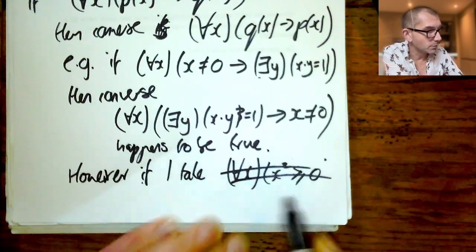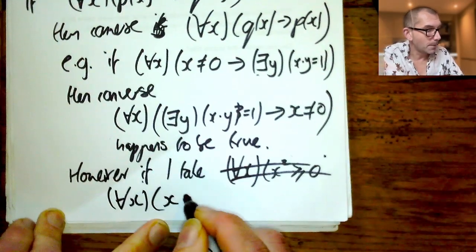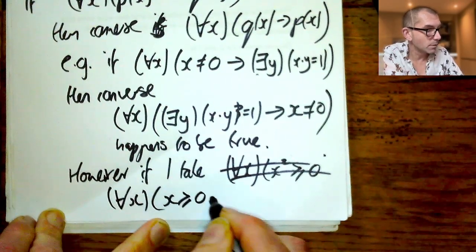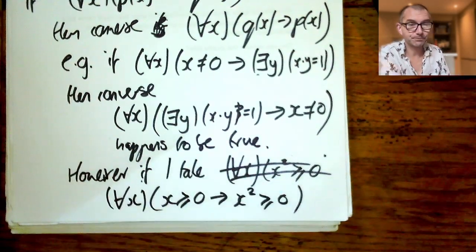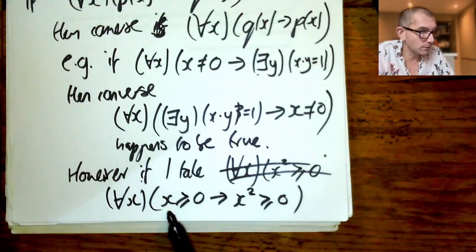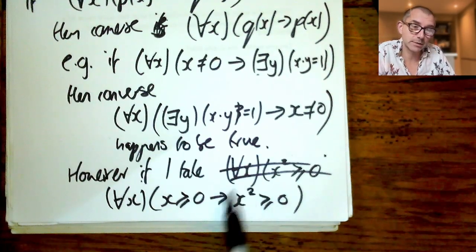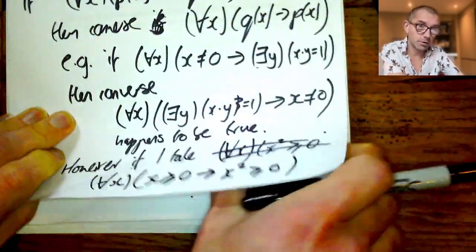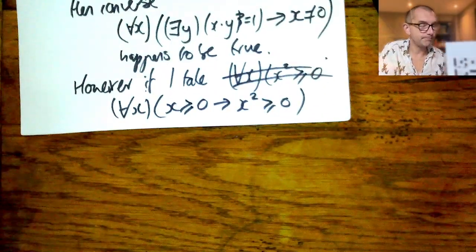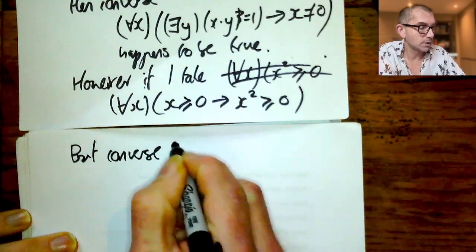Sorry, let me do this better. For all x, x bigger than or equal to 0 implies x squared bigger than or equal to 0. So this one's true. I mean, obviously if you take any real number at all, and square it, if it's negative or positive, you still get something that is a positive square. But the converse here is not true.